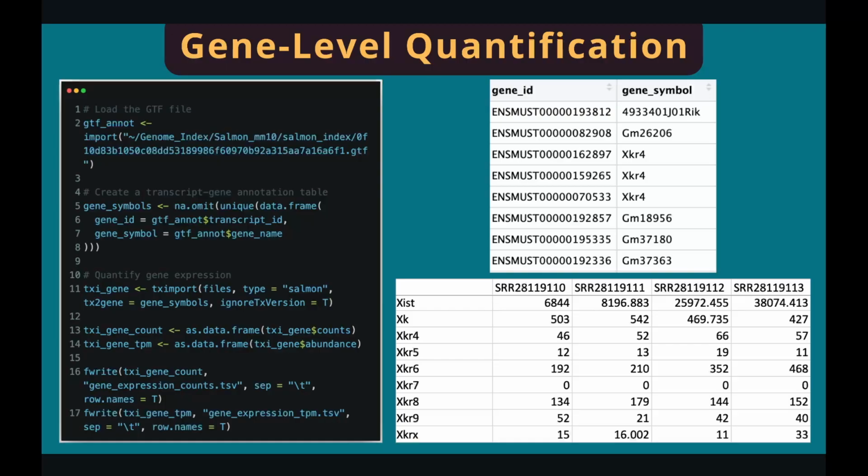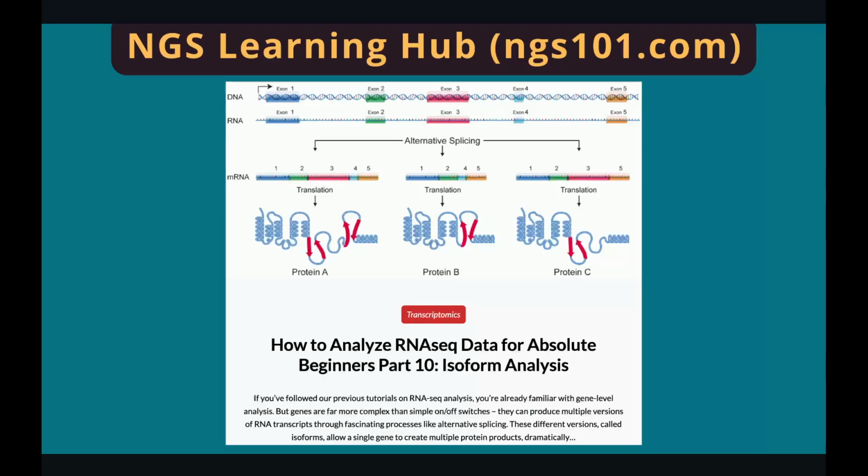So this is how we use Salmon to quantify transcript level and gene level expression. And now you can go to my website and copy the code and try it on your own. And in the next video, I'm going to show you how to perform alternative splicing analysis at isoform level.